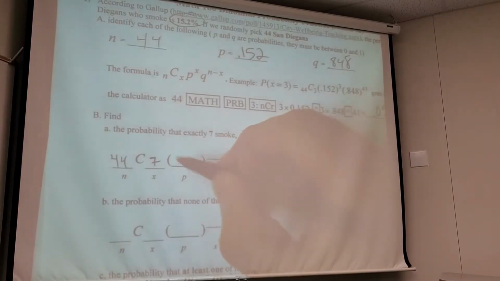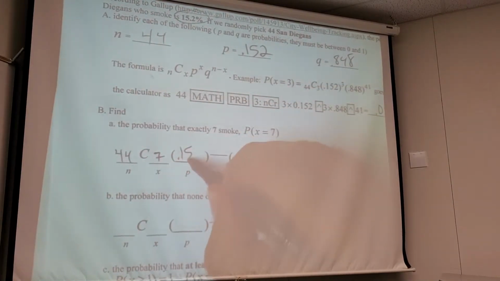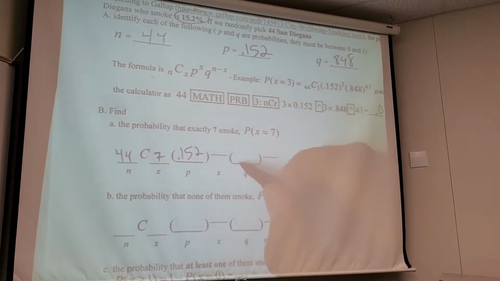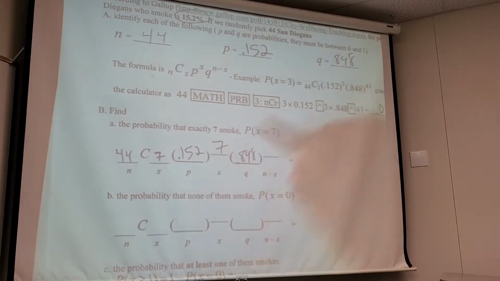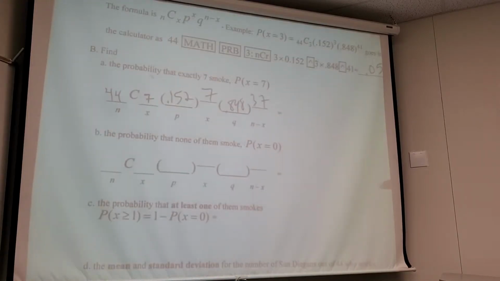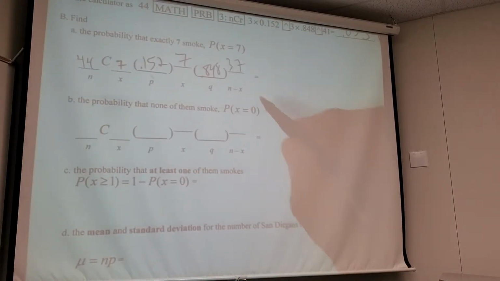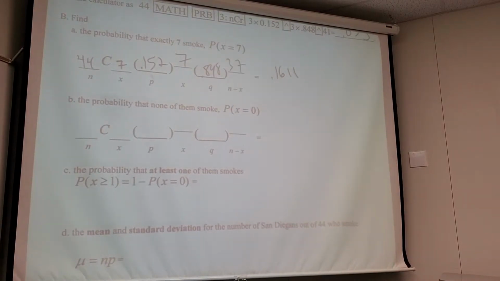All right. And then so P is always 0.152 for this problem. And so Q is always 0.848. Now how many successes do I want? 7. So how many failures do I have to have? 37. So these two always have to make 44 total, because you are one or the other. And you should get that. Okay, I like it. Are we alright with that?